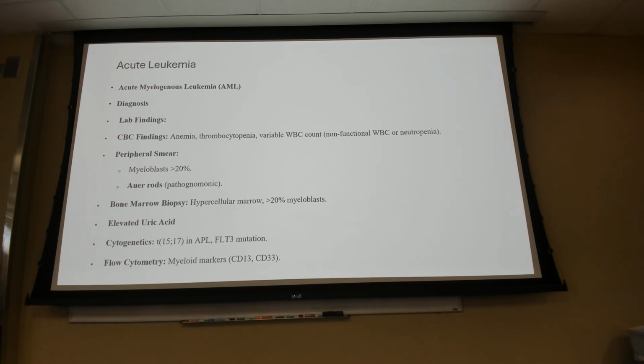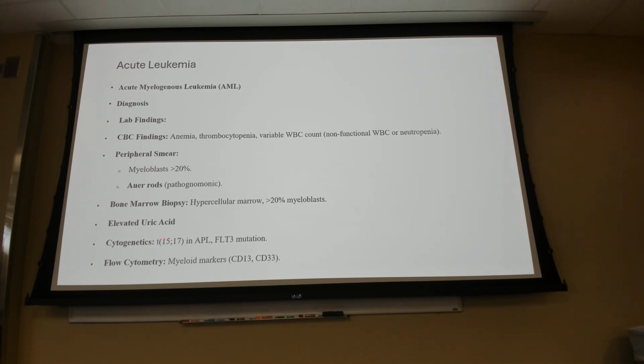All right, so there you go, peripheral smear, we said, right, the greater than 20% blast. Our rods we mentioned, pathognomonic for this disease. Right? I see Auer rods, right, my differential now narrows. This is what I'm dealing with.